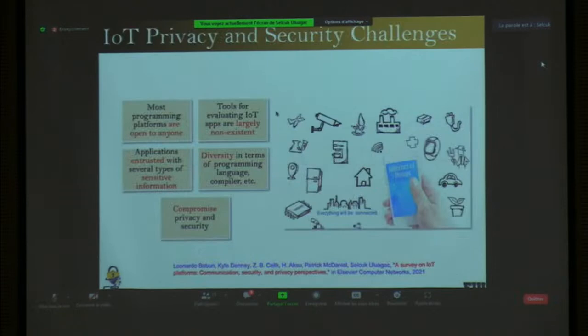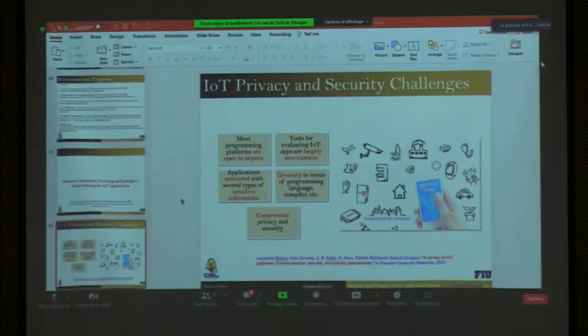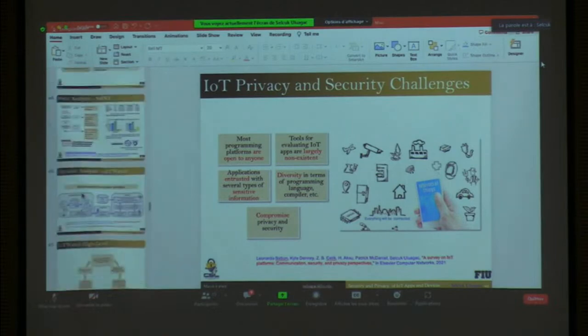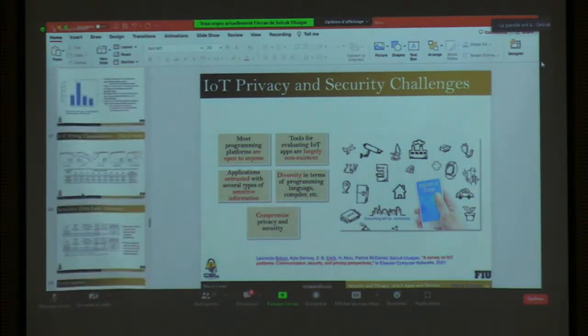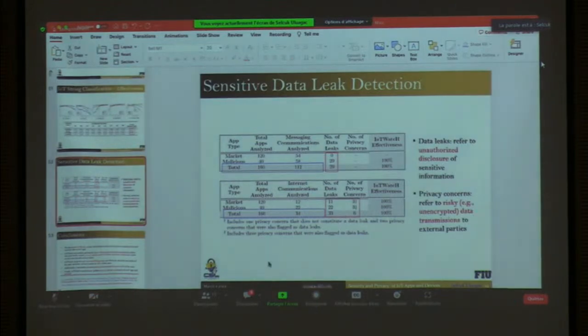Let me show you quickly the results, the most important that I think you would appreciate. Okay. So basically we looked at how IoT apps are leaking sensitive information. We analyzed over 500 apps using different NLP techniques, and we showed that some of them were leaking sensitive information to outside third parties, as you see in this slide.